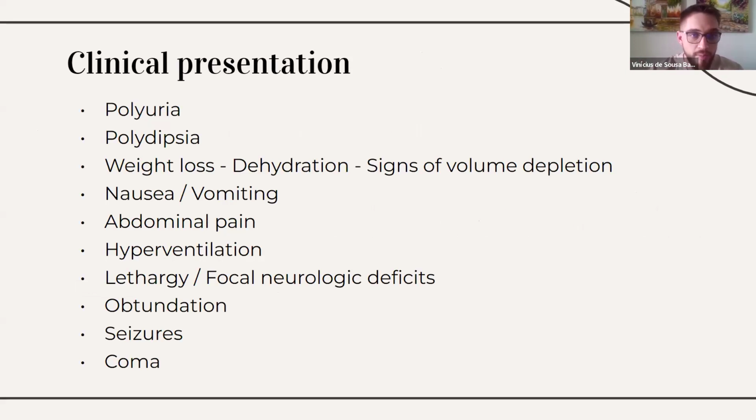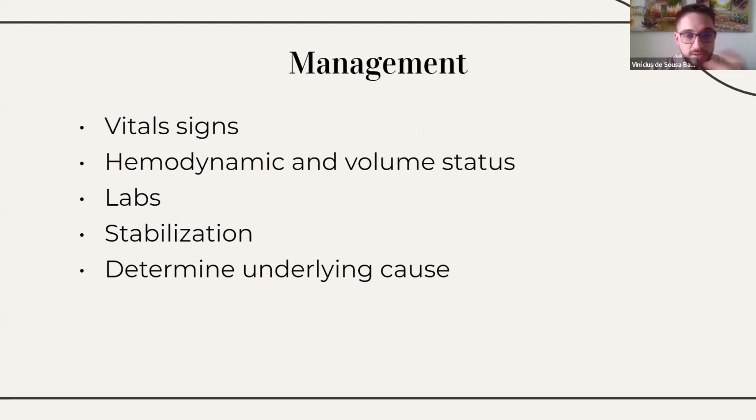Nausea, vomiting, abdominal pain, hyperventilation, obtundation, seizures, and coma. Then, following that, you proceed with the management. You need to take into account the vital signs. So if the patient is hemodynamically unstable, you will proceed with ACLS: airway, breathing, and circulation, and everything. And if the patient is stable, you can proceed with the labs to evaluate the volume status, proceed with stabilization, and determine the underlying cause.